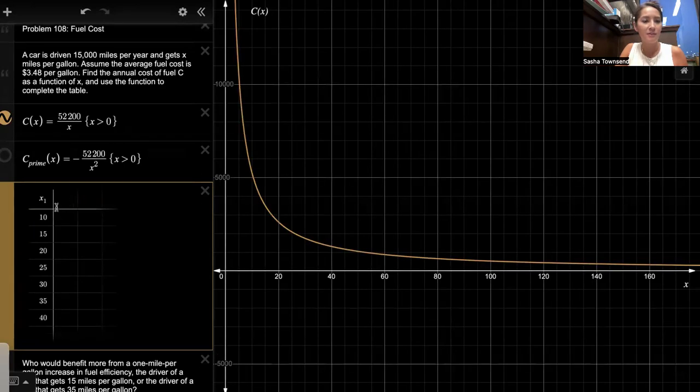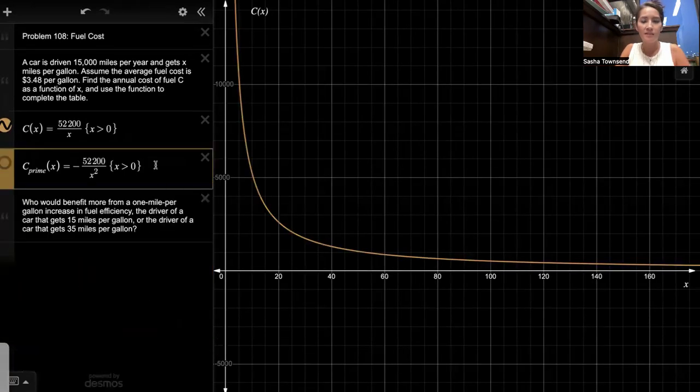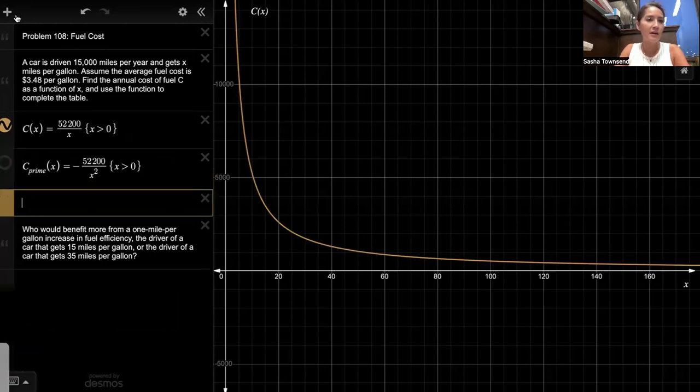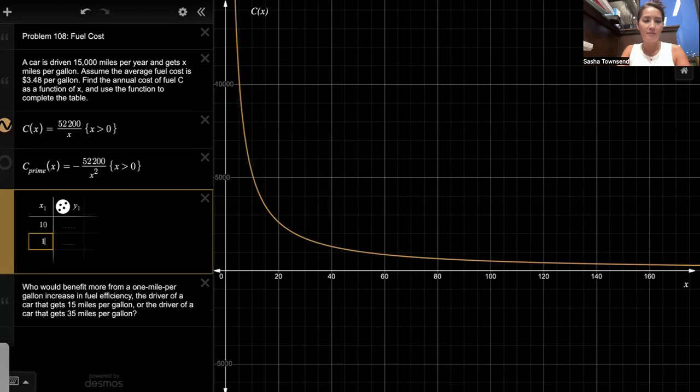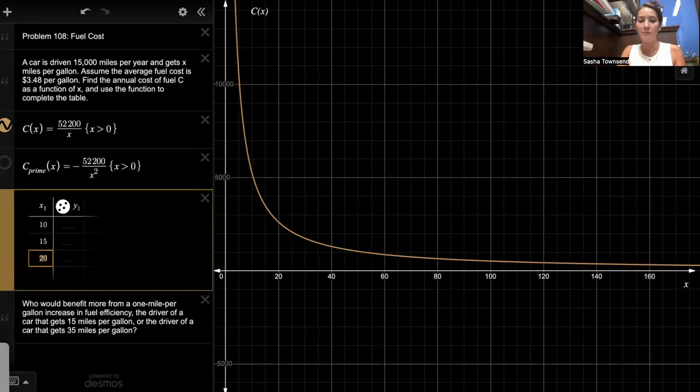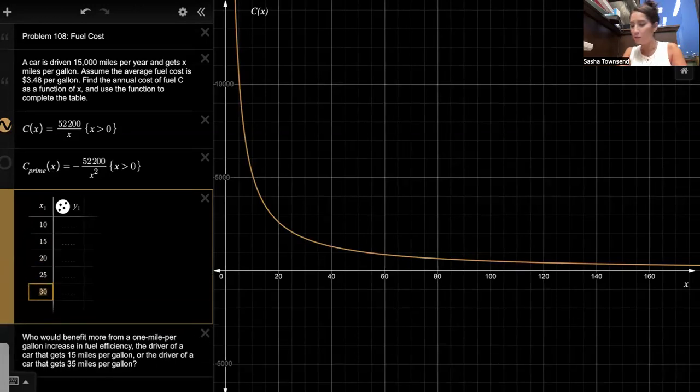And to create a table of values, all I did was hit return there and then touch this little plus sign, put a table. And then I'll start with 10. And then 15, and then it automatically populates with 20. I want to go all the way up to 40.